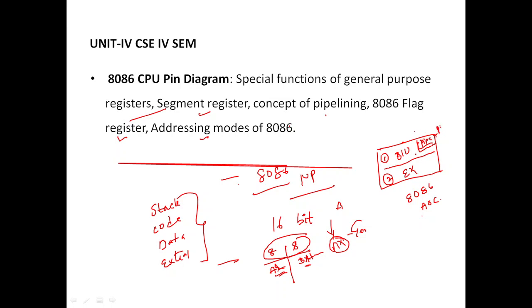Flag registers. There are 9 flags. Different flags give different indications. Sign flag, zero flag, parity flag, carry flag, all come under the 9 flags. So that also we will discuss. Addressing modes, I have told you there are 12 different addressing modes: direct, indirect, register, direct, indexed, all come together. 12 addressing modes are there. So all these things we will have in this 8086 microprocessor.